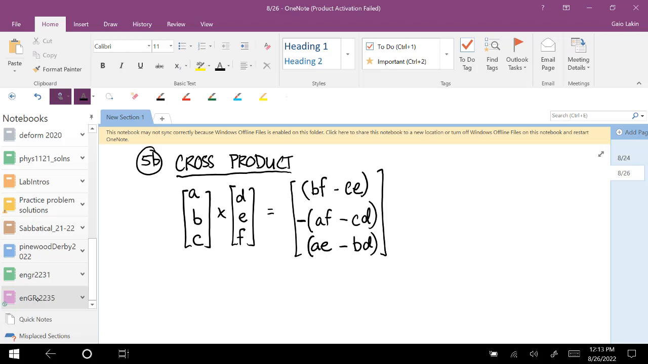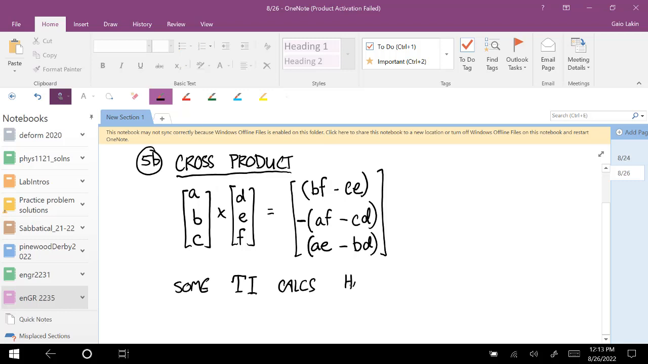Okay, some TI calculators have a built-in cross product function. And that function is lowercase cross, and then capital P. And then the arguments separated by a comma are the vectors, however your calculator does it. So this is the syntax for a TI-89.